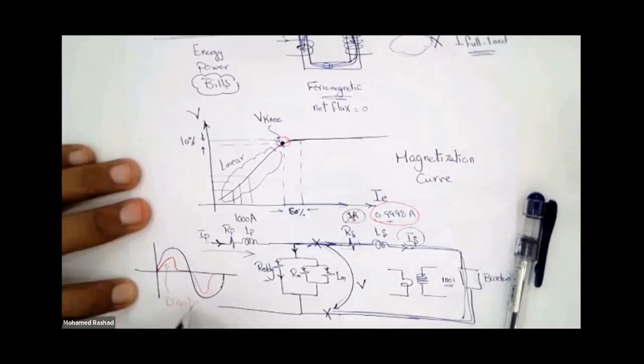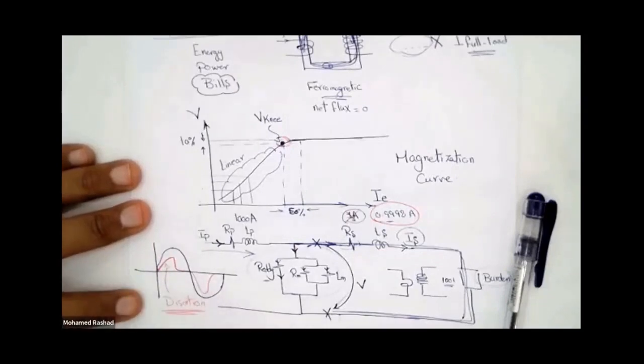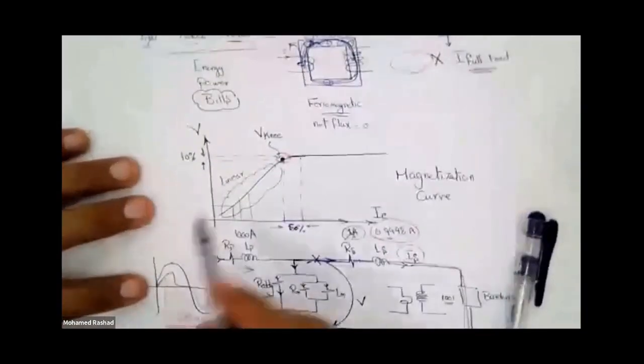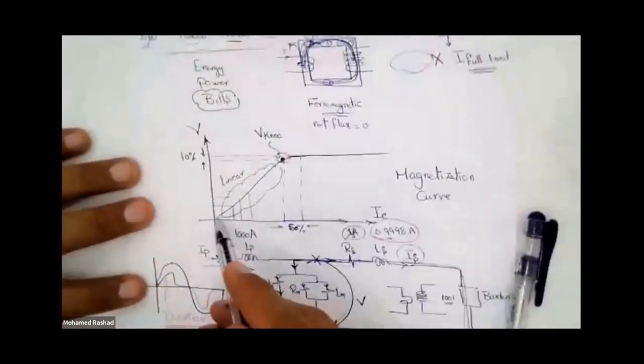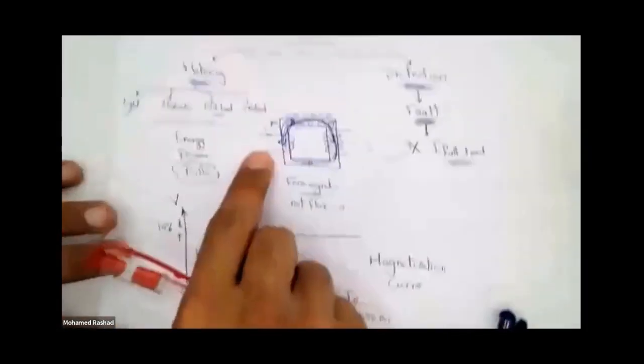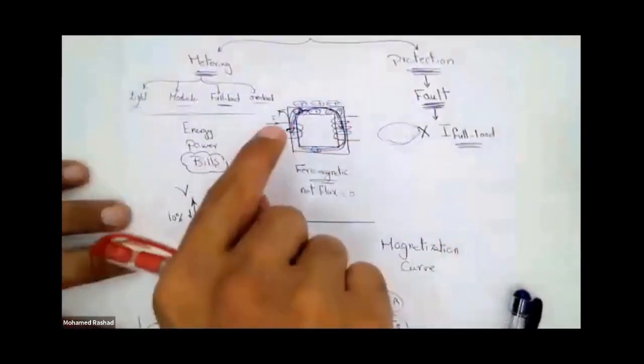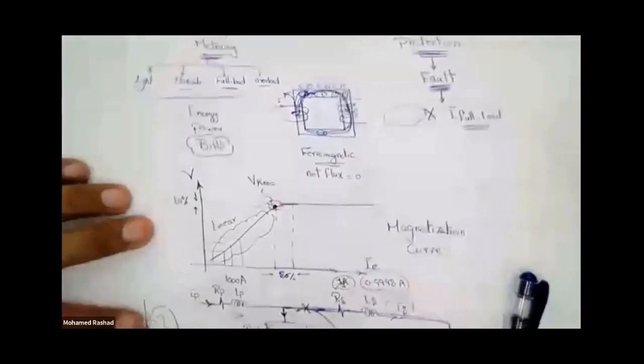Distortion, of course, of the sinusoidal wave, or deformation of your sinusoidal wave, right? The idea here is that as the primary current increases, the magnetic field or the flux increases, so the dipoles get more aligned and so on. We keep increasing until we reach the saturation point.